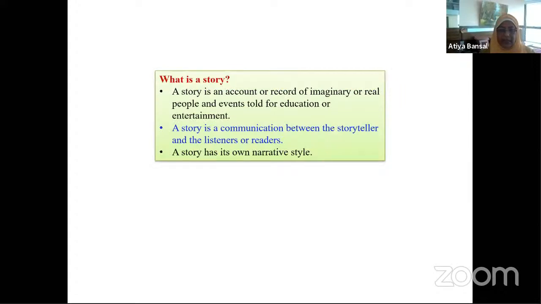Point number 1 that we'll discuss is, what is a story? A story is an account or record of imaginary or real people and events told for education or entertainment. The story is actually a communication between the storyteller and the listener or readers. A story has its own narrative style. And some stories are actually written in poetry also. Like you can see, the epics Mahabharata and Ramayana are all written in poetry, but they are all stories.